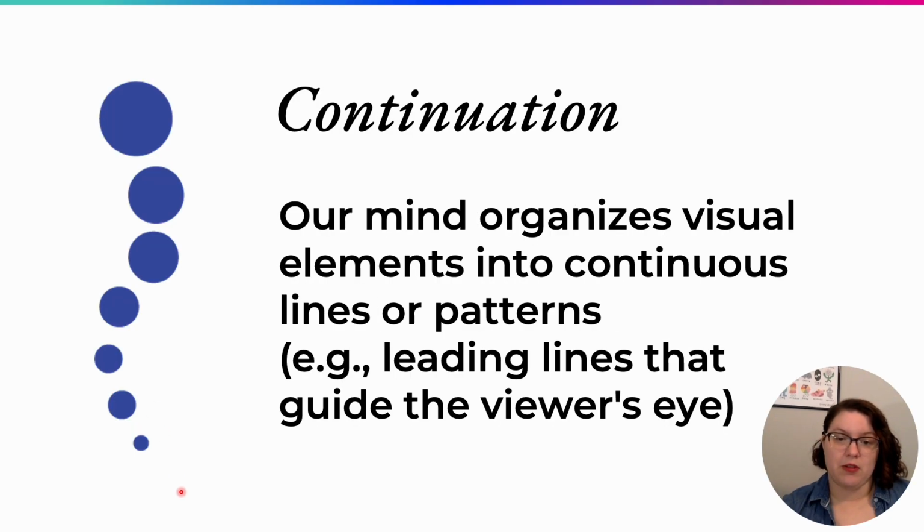Continuation is when our mind organizes visual elements into a continuous line or pattern. For example, leading lines that guide the viewer's eye. So like here, these are technically all just individual circles, but because our eye follows them, they look like a path.